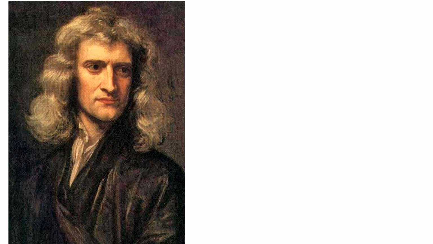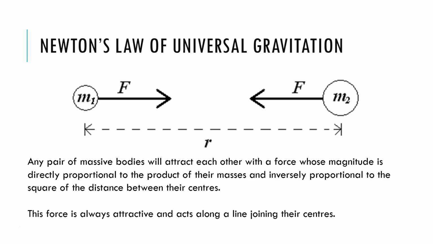It wasn't until later, when Michael Faraday introduced the concept of a field, that we were able to do this, but Newton did formulate his law of universal gravitation, which expressed in words sounds like this. Any pair of massive bodies, that means objects that have mass, will attract each other with a force whose magnitude is directly proportional to the product of their masses and inversely proportional to the square of the distance between their centers. This force will always be attractive and will always act along a line joining the centers of these two masses.